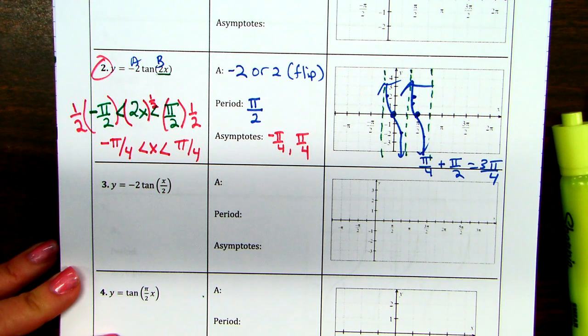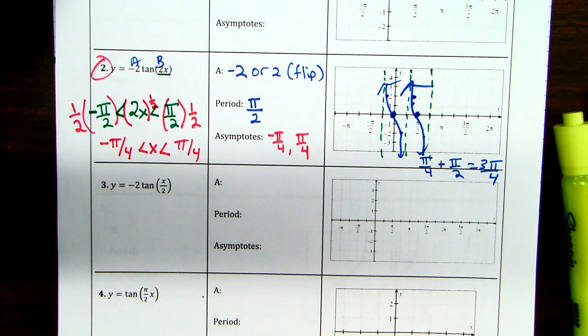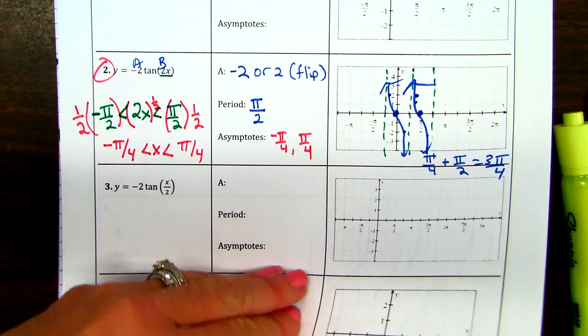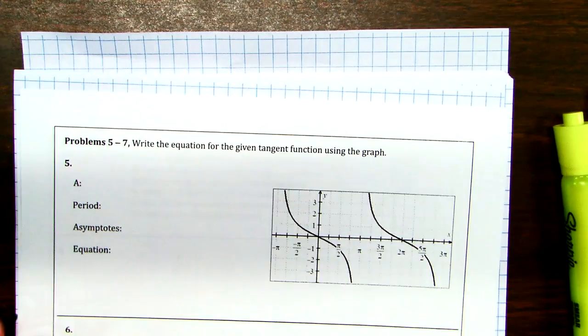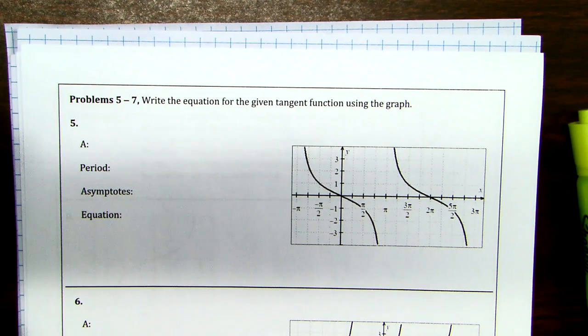Okay, that's it. All right, let's do number 5. I'm still doing homework with you. Be okay with going out of order. It's okay. All right, looking at a graph, can we pull all the information off and write the equation?